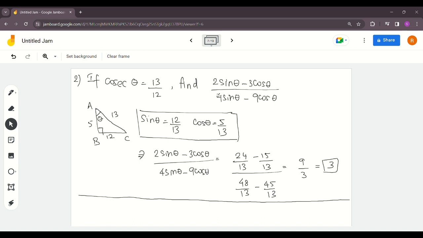Now what are they asking? You just have to substitute these values. So 2 sin theta becomes 24 by 13. 3 cos theta becomes 15 by 13. Similarly 4 sin theta becomes 48 by 13. Minus 9 cos theta becomes 45 by 13.